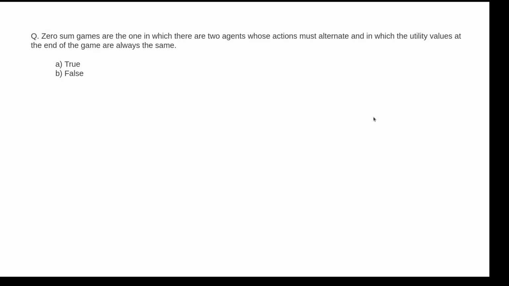The statement is that zero-sum games are ones in which there are two agents, that's true, whose actions must alternate, that's also fine, and in which the utility values at the end of the game are always the same. No, not exactly. I might end up at -20 and 20, and in another scenario it can be 30 and -30. So it's false. Utility values are always equal and opposite. This is the definition of zero-sum. So the answer would be B.